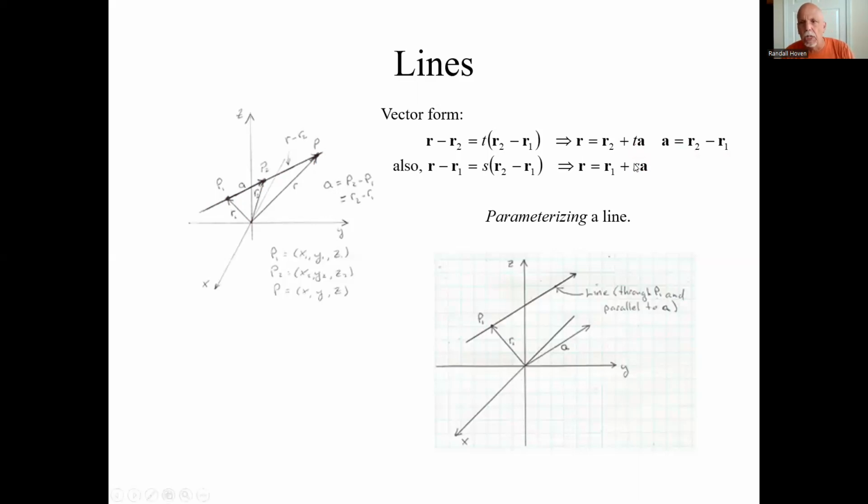So what you really need is a point, or a position vector to a point on the line, and a vector that it's parallel to. Those are the two things you need to parameterize a line, to write the equation of a line. And you could get that vector from two points along the line just by differencing their position vectors.